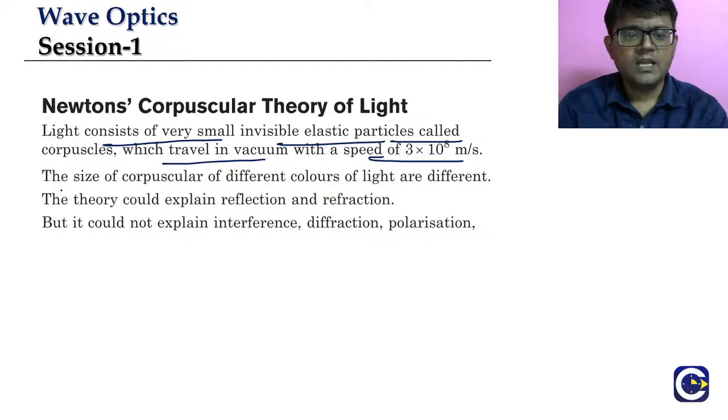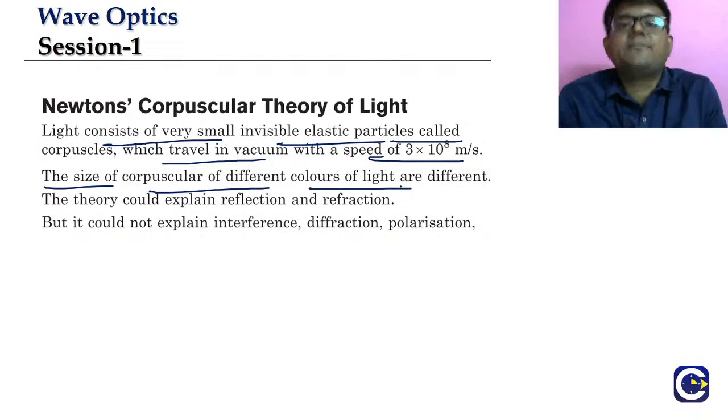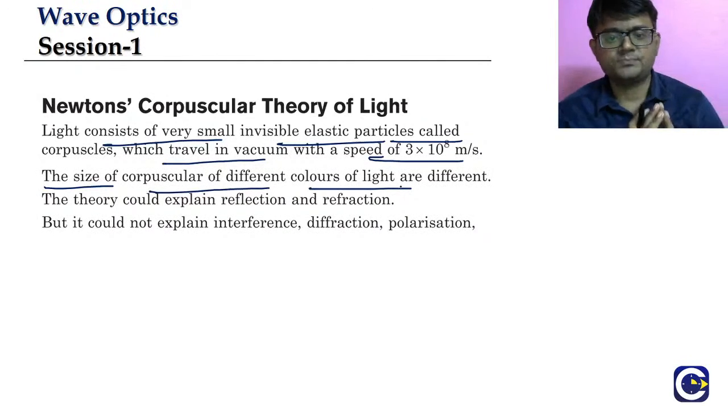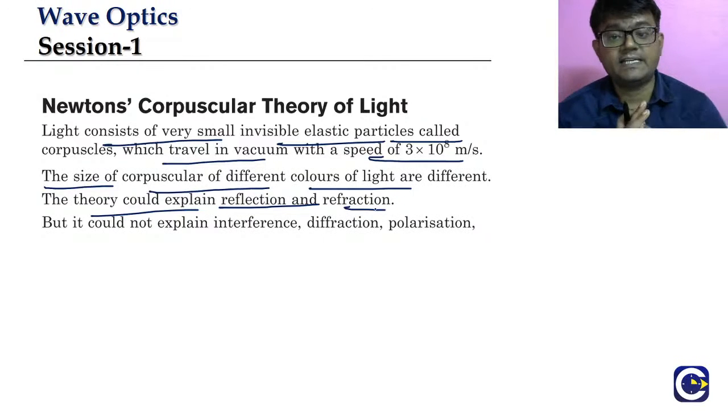And as we discussed, the size of these corpuscular particles is different for differently colored lights. For the yellow colored light it will have a different size, for the blue colored light it will have a different size, like that. The theory was successful in explaining basic phenomena like reflection, refraction, etc.